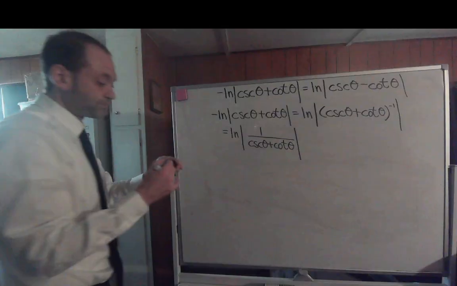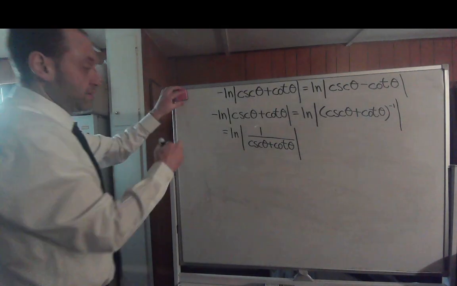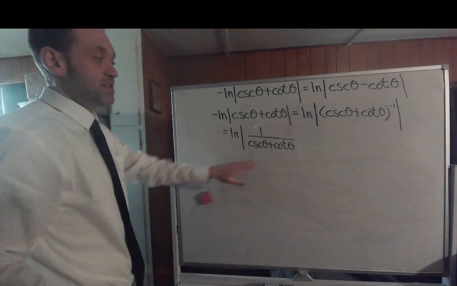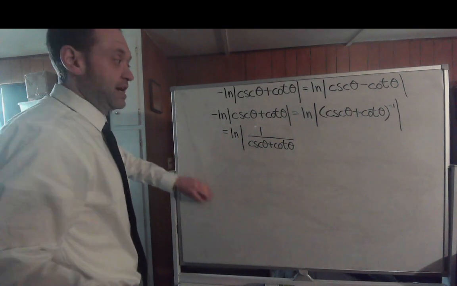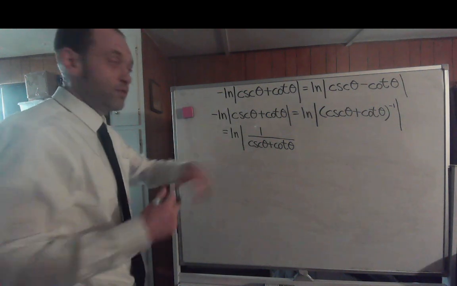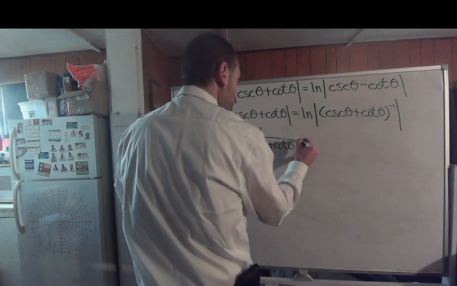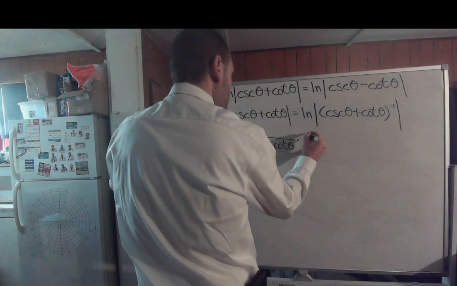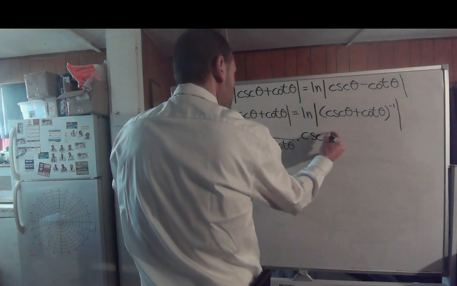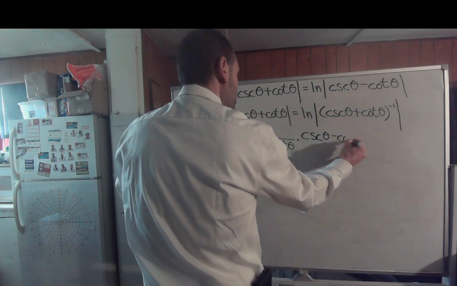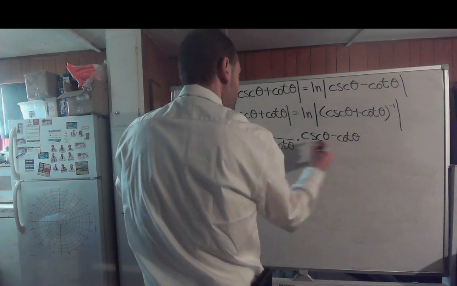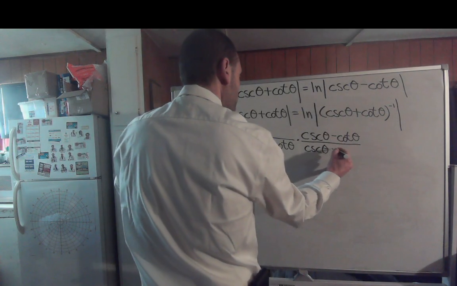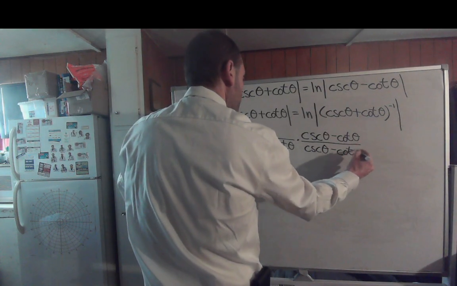Well, here's the thing. We have the sum of two trig expressions in the denominator. We don't want that. We want to get rid of that, so we need to rationalize. So multiply numerator and denominator by the conjugate. So that would be the cosecant of theta minus the cotangent of theta all over the cosecant of theta minus the cotangent of theta.